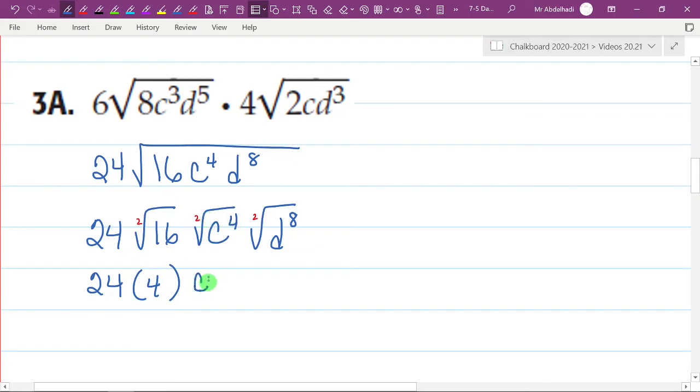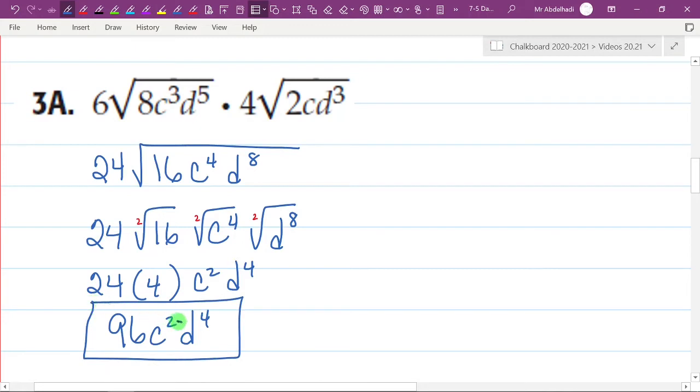And this is going to be c squared, and this is going to be d to the fourth. So 24 times 4, 80 plus 16, 96. C squared, d to the fourth. And we're done. No need for bars.